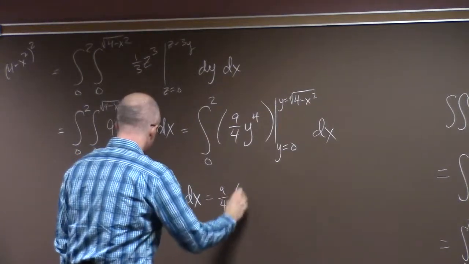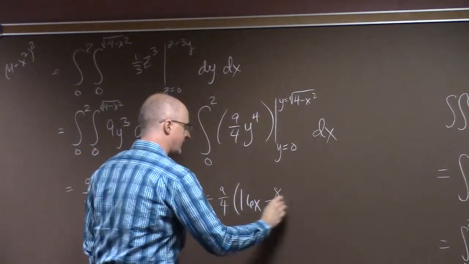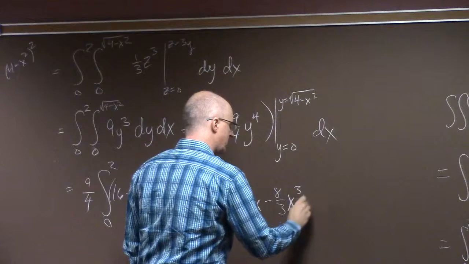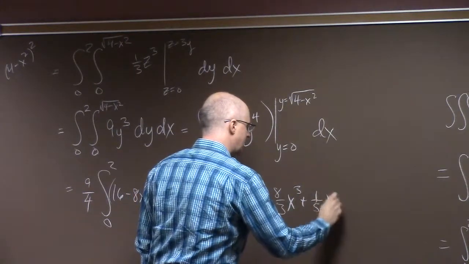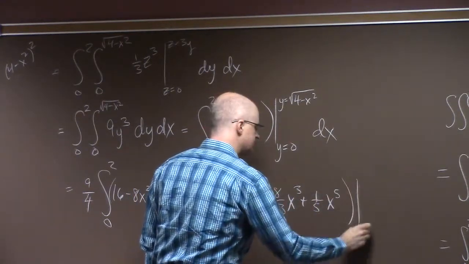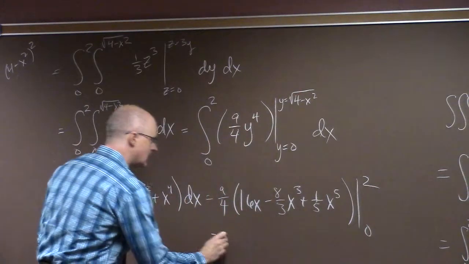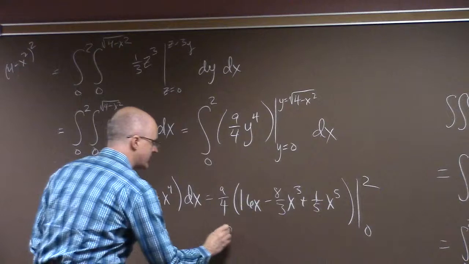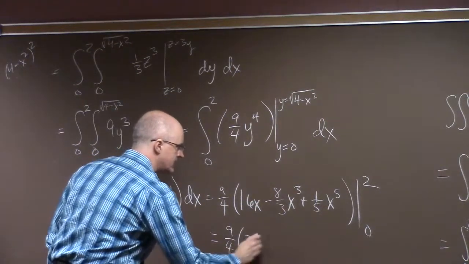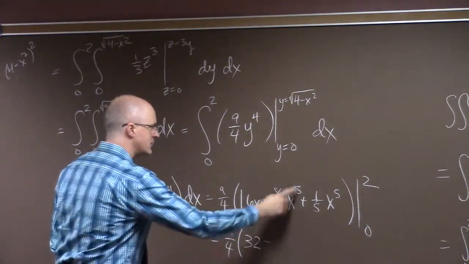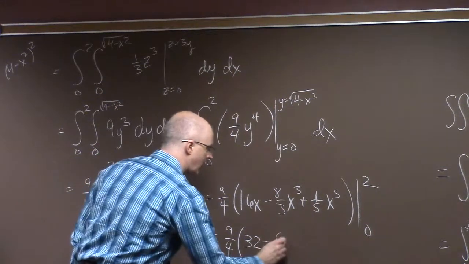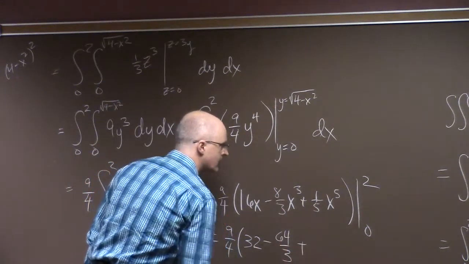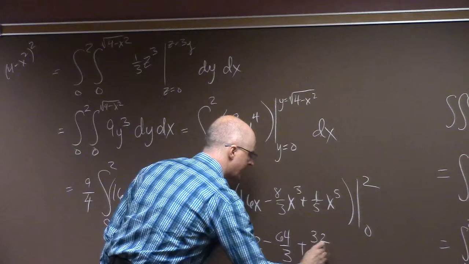One more integral to do. 16x minus 8/3 x cubed plus 1/5 x to the 5th. X goes from 0 to 2. Plug in 2, then plug in 0, get 0. When you plug in 2, you'll get 9/4 times 32 minus 2 cubed is 8. 8 times 8 is 64. 2 to the 5th is 32.